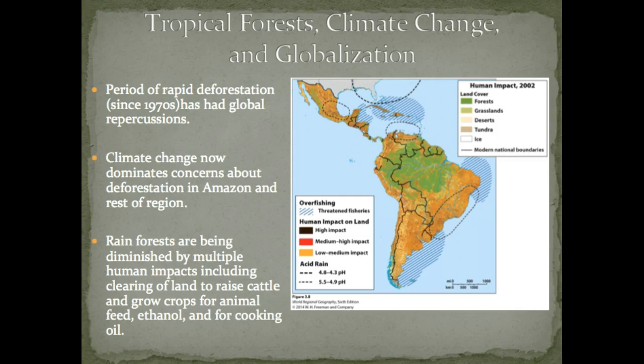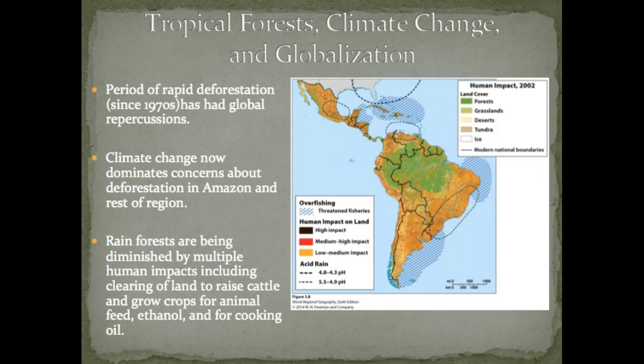So to take a bit closer look at the tropical forests and climate change and globalization, those latter two big themes that we'll look at consistently in the course. See these neat maps in our textbook looking at human impact, including land cover, roads, grading scale of the human impact on the land, overfishing in the seas.